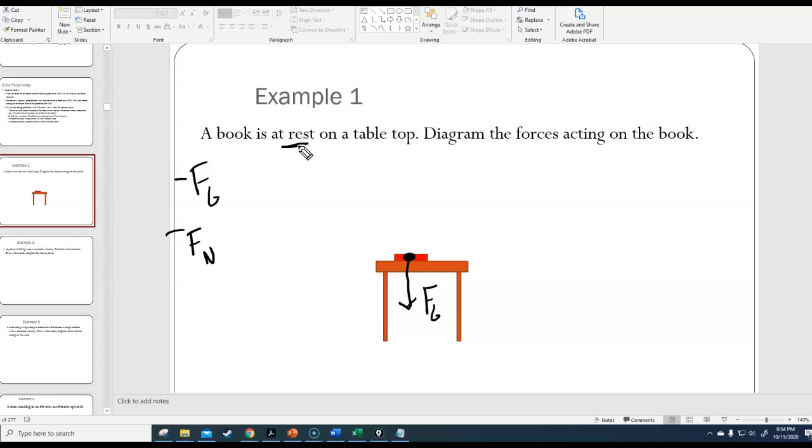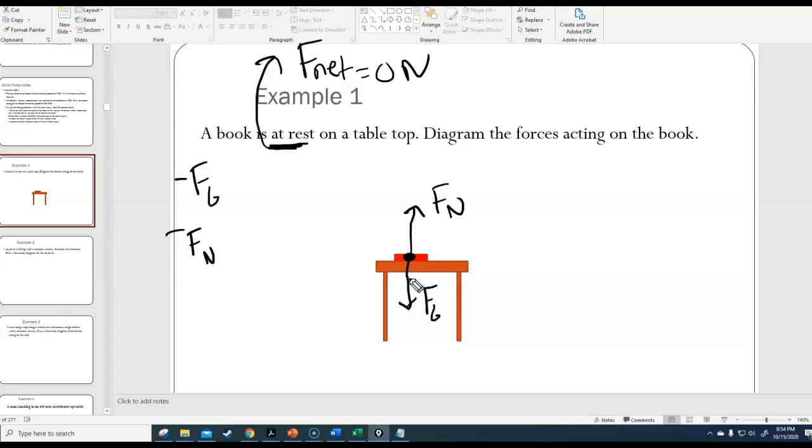Now look what it says right here. A book is at rest. Because of Newton's first law, if an object is remaining at rest, that tells you immediately that the net force on the object must be 0. So when I draw the normal force, I'm going to draw an arrow going up that is the same length as the force of gravity going down. The length of the arrow tells you the relative strength of the force. I don't know how many newtons each of these forces are, but the longer the arrow, the bigger the force.